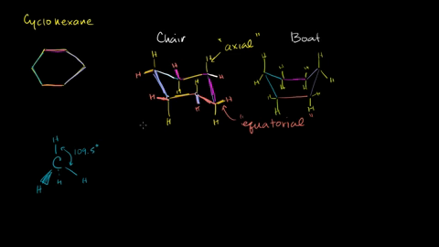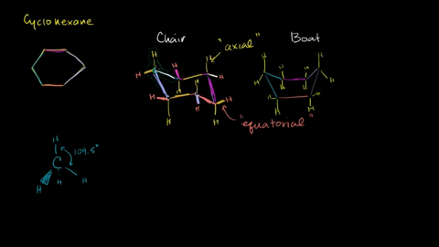So in this situation, we know from past videos that all of these carbons with their hydrogens around them, these bonds, have electron clouds around them. The electron clouds are negative, and so they want to get as far away from each other as possible. In this chair configuration, you have this carbon up here.